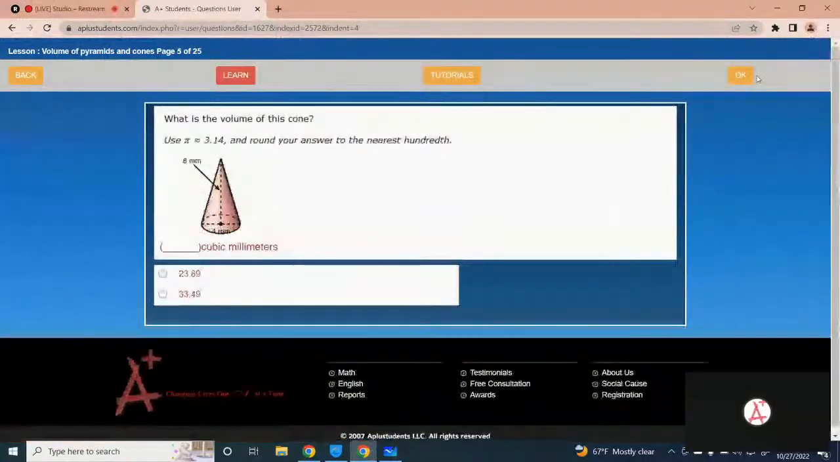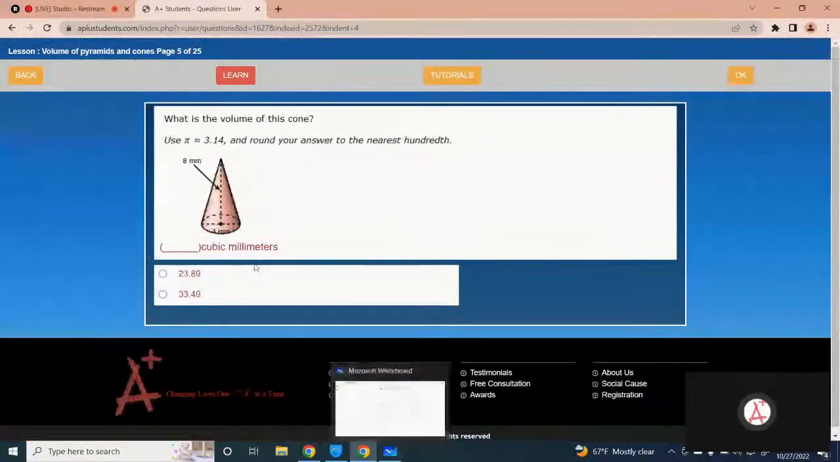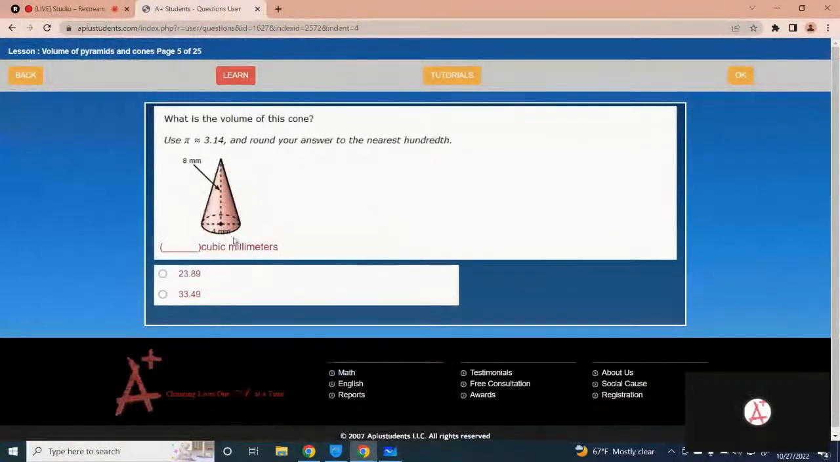Okay, now the next one is, what is the volume of the cone? So the diameter is 4 and height is 8.